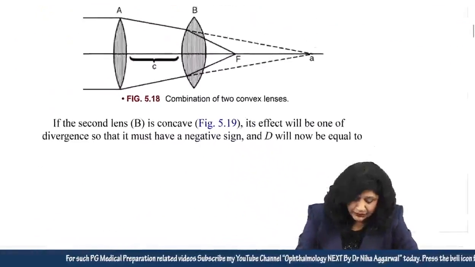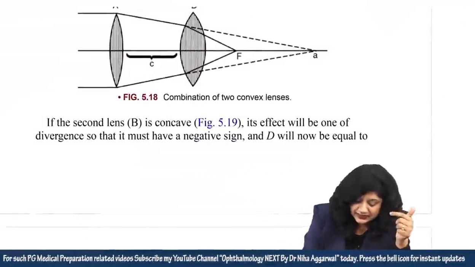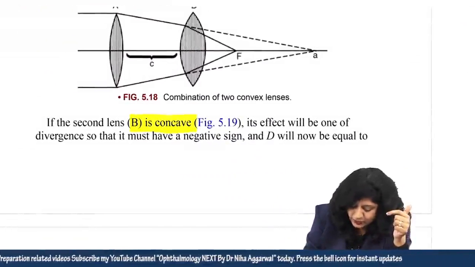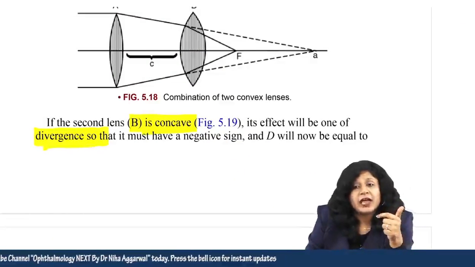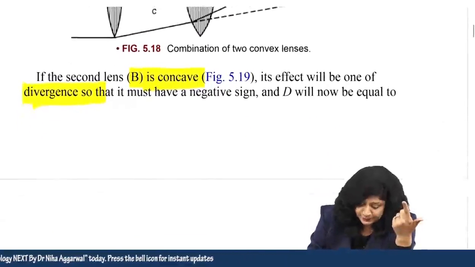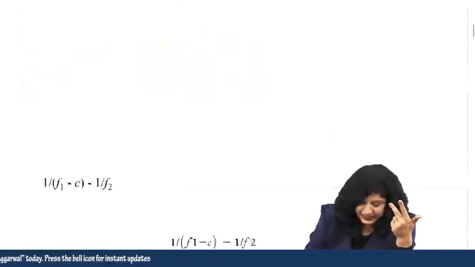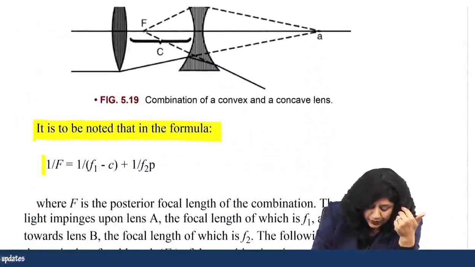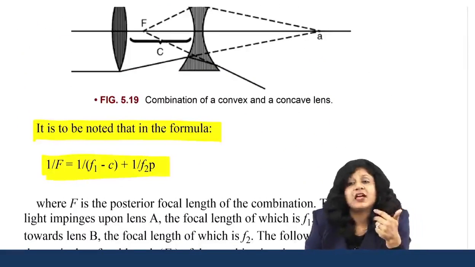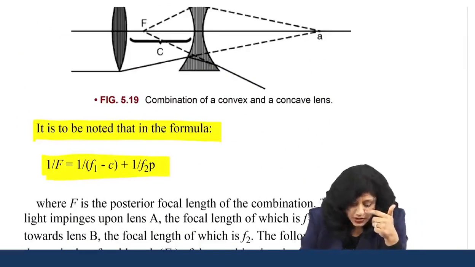While if you consider the second lens to be concave, so if B is concave, the effect will be one of divergence. So now what will happen? Divergence means a negative one. Now when you have to consider the total focal distance, you will have to subtract it.